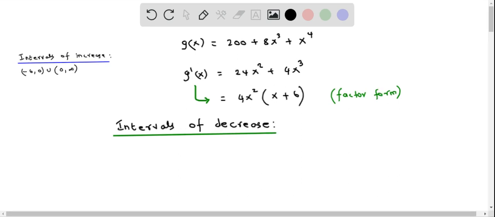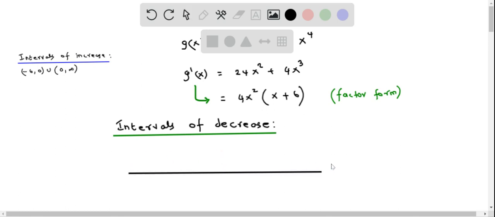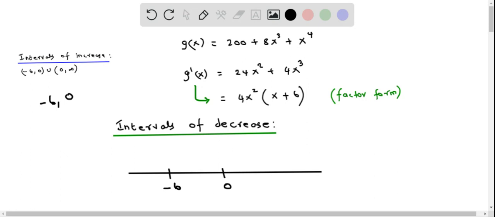We now determine the intervals of decrease. We can determine that by preparing a sign chart for the first derivative of the function, that is for g prime of x. So I'm going to prepare the sign chart. Since we already know that negative 6 and 0 are the critical points of the function, we put one critical point, 0, and the other one, negative 6.